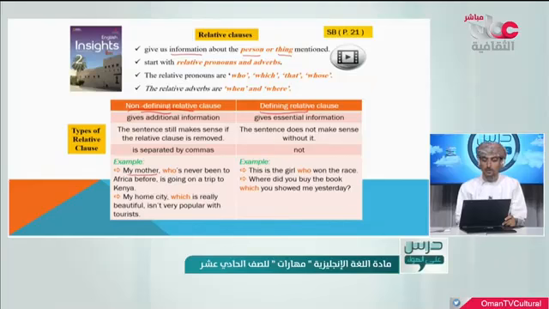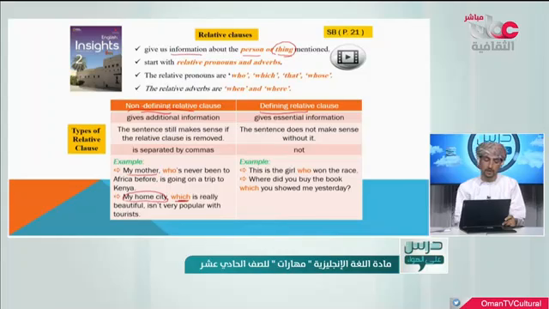Okay, also it can be what? Thing. Let us see the second example, my home city. It's a thing, which is why we use the relative pronoun which here: my home city, which is really beautiful, isn't very popular with tourists. So relative clauses give us information about a person or thing mentioned.